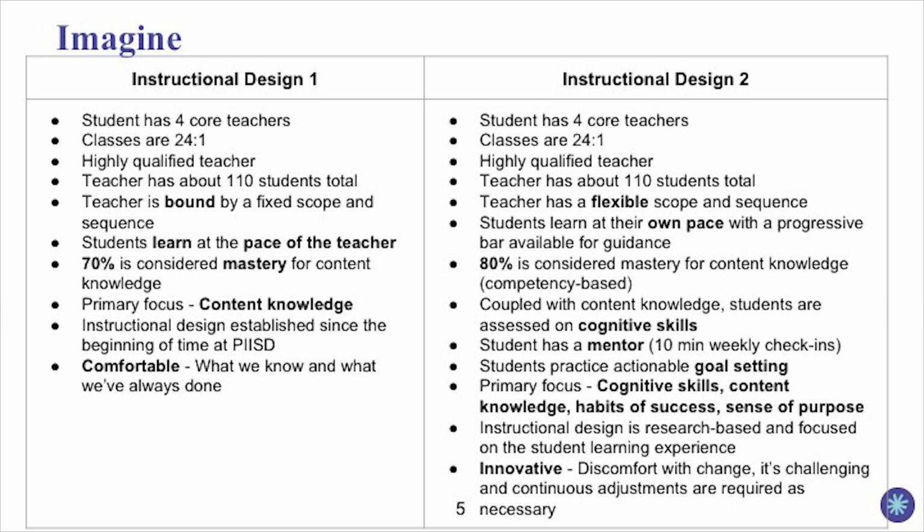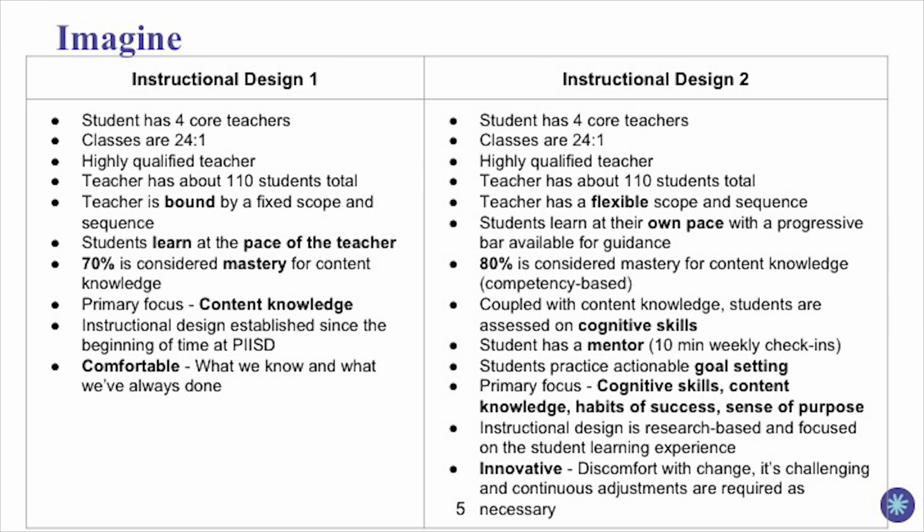So let me give you two instructional design scenarios. Imagine instructional design number 1. As your students enter junior high school and high school, your student will have four core teachers. What I mean by that is they'll have an English, science, history, and math teacher, four core teachers. Classes range about 24 students to 1 teacher.